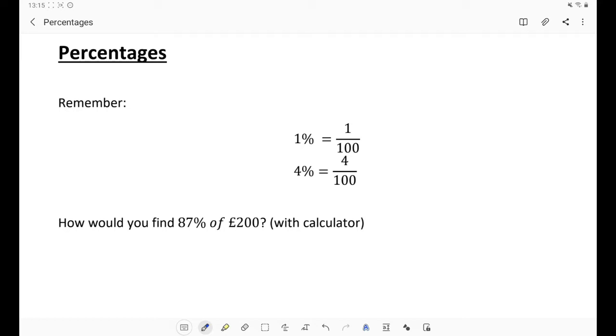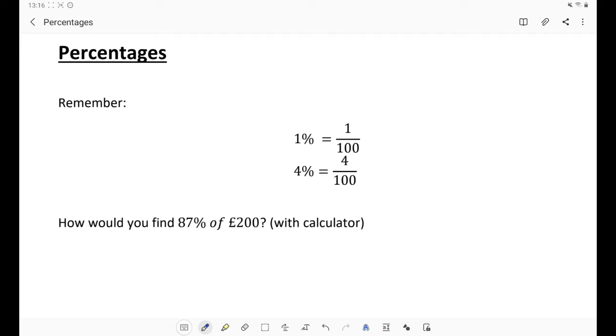because it's really important you actually take the time to use this to its maximum effect. We started off the call with percentages, and just to remind you what a percentage is, 1% is 1 over 100, 4% is 4 over 100. Basically, percent means per 100.